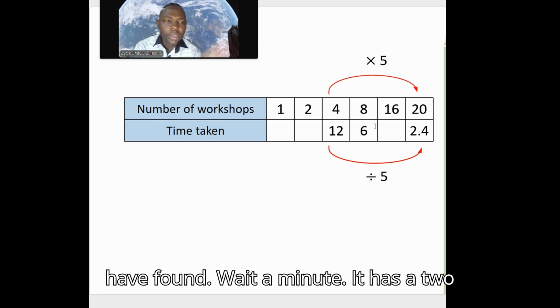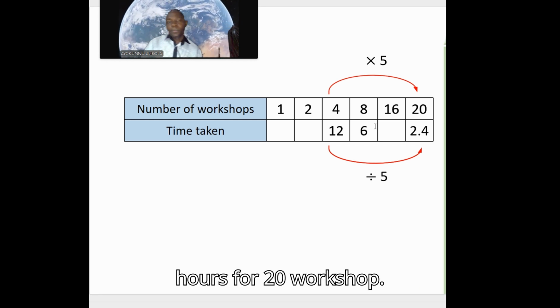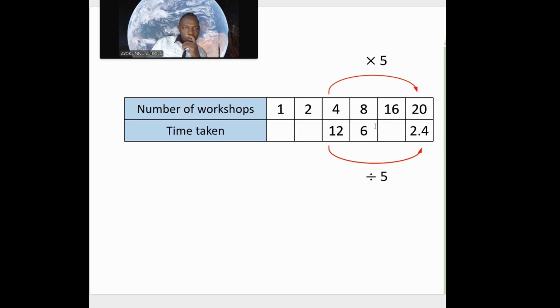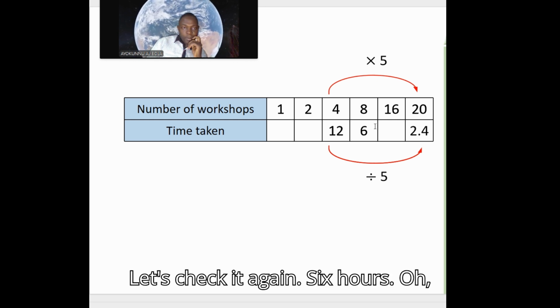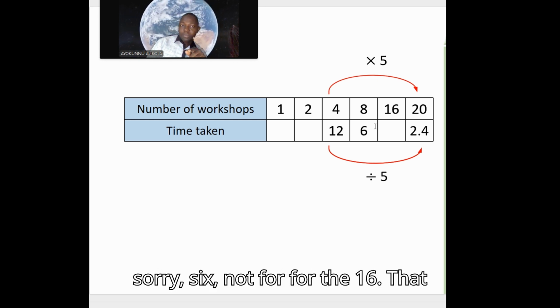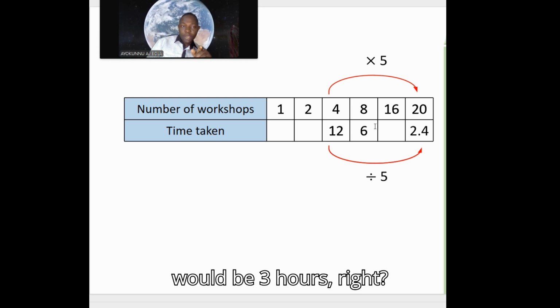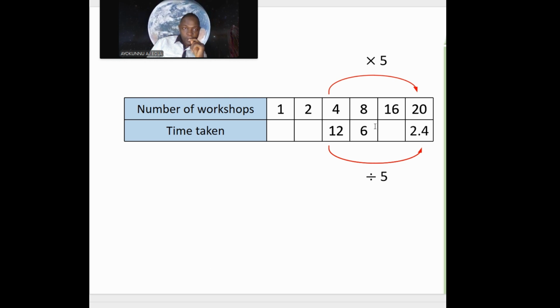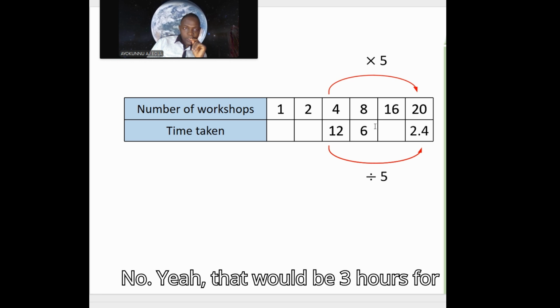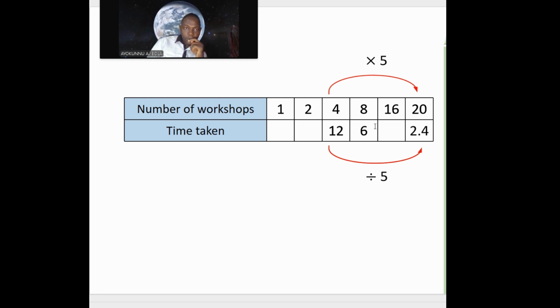Now, looking at this one, they're trying to find the values that we already have found. Wait a minute. Did I say 2 hours for 20 workshops? Let's check it again. 6 hours. Oh, sorry, six, not four for the 16. That would be 3 hours, right? Yes. That'll be 3 hours for the 16, right?